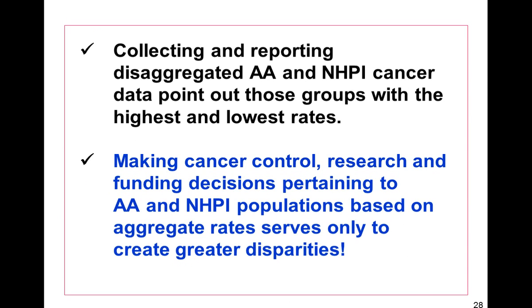So the key to understanding critical health issues for Asian Americans and Pacific Islanders is knowledge of U.S. Census demographics, immigration, and the impact of data aggregation on the collection and reporting of health surveillance data. Collecting and reporting disaggregated data points out the groups with the highest and the lowest rates, really the real picture. This helps us make cancer control research, clinical trials, and funding decisions, rather than relying on aggregate rates that only serve to create disparities.